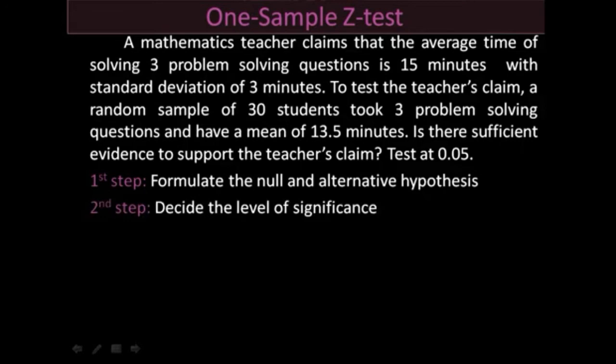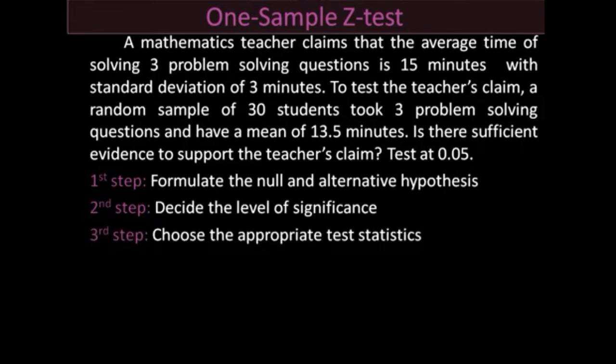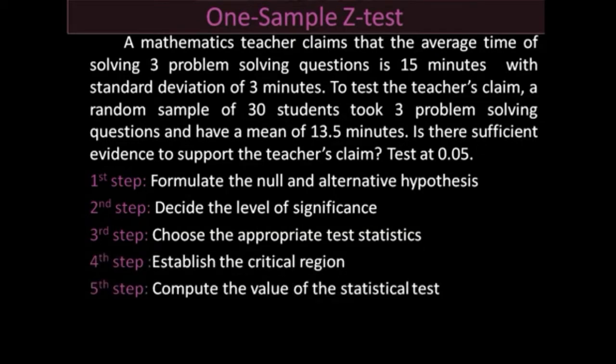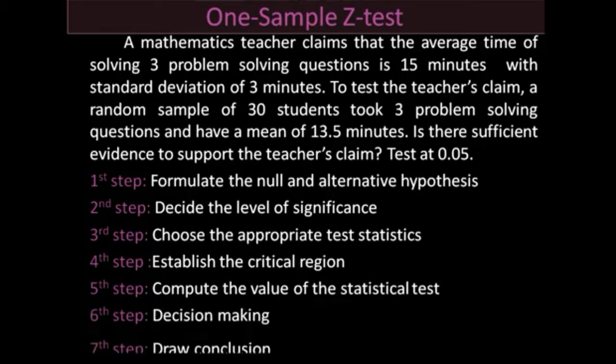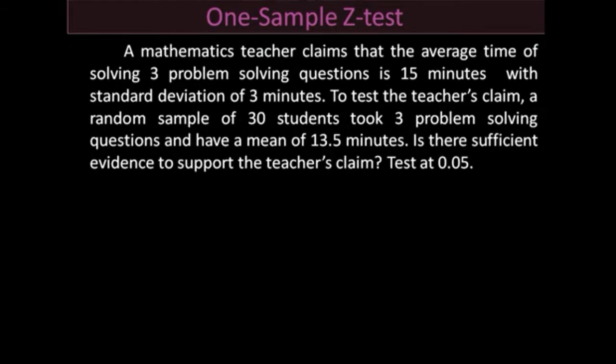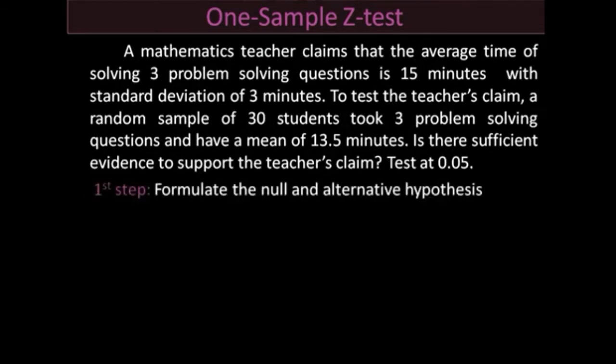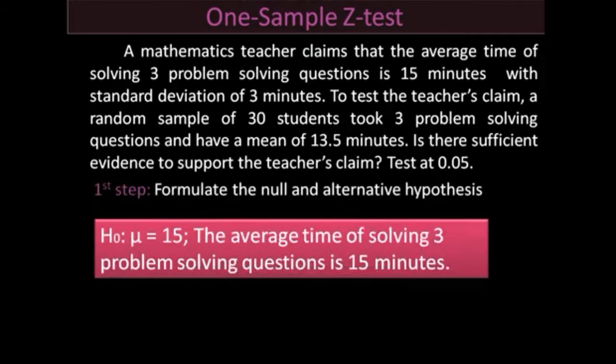In hypothesis testing, we have 7 steps to follow. First, formulate the null and alternative hypothesis. Second, decide the level of significance. Third, choose the appropriate test statistic. Fourth, establish the critical region. Fifth, compute the value of the statistical test. Sixth is the decision making. And the last is draw conclusion. So let's start with the first step. Formulate the null and the alternative hypothesis.